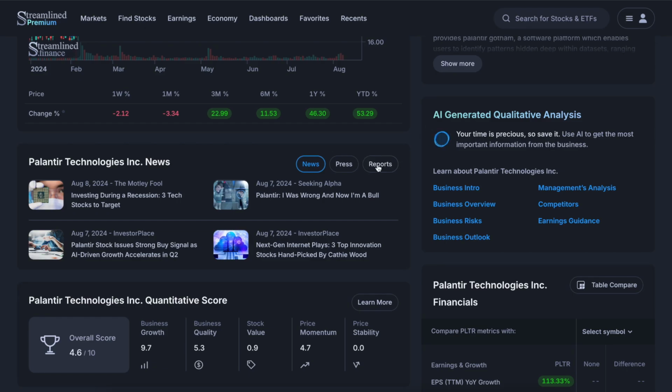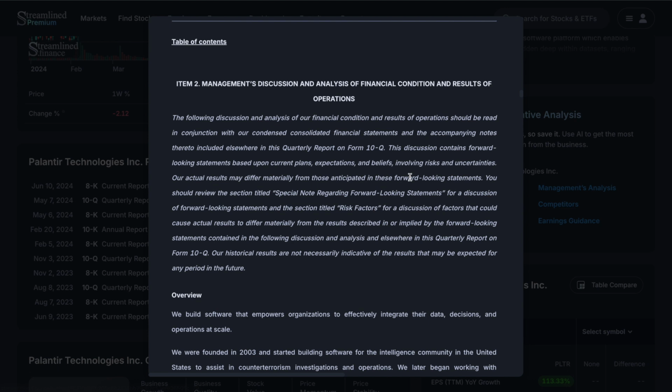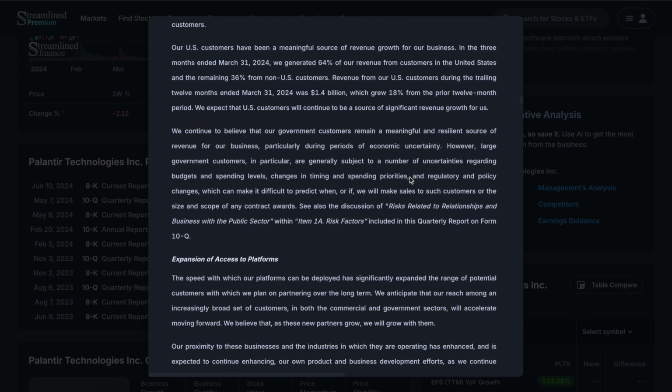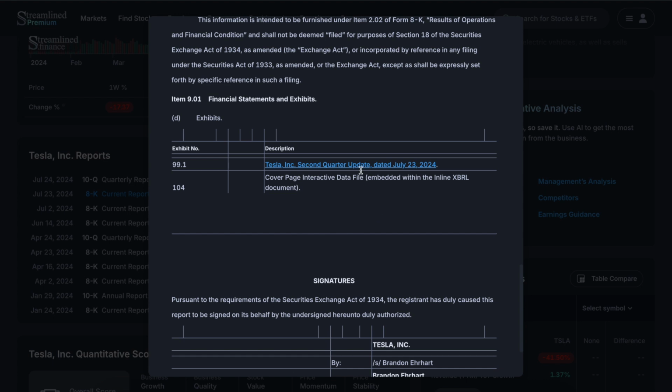To gain an even deeper understanding of the business, we need to understand its strategy and its competitive advantage. For this, we can look into the annual report, the quarterly report, the current reports, the press releases, and the news. Here's an example of how we can get an overview of Palantir's 10-Q quarterly report. And here we can see its expansion plans. And here we can understand the strategy from Tesla's 8-K current report.